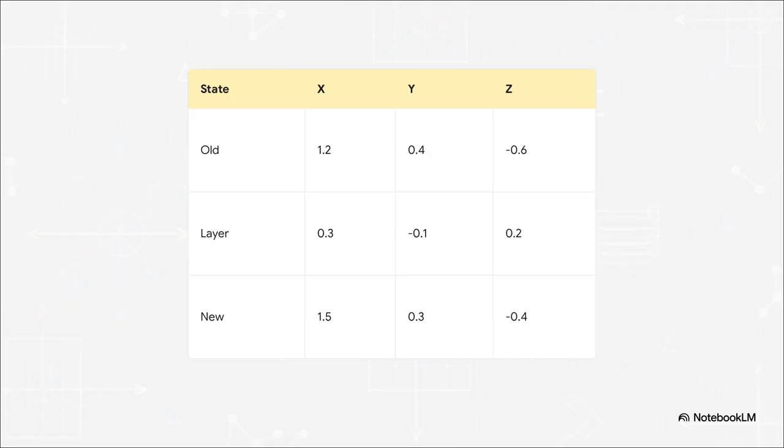As data flows through the neural network, it uses what's called a residual connection. This literally takes the new layer output and adds it directly back to the old hidden state to preserve information. Let's do the math on this one. The old hidden state is 1.2, 0.4, negative 0.6. The new layer output is 0.3, negative 0.1, 0.2. Add them together. 1.2 plus 0.3 is 1.5. 0.4 plus negative 0.1 is 0.3. Negative 0.6 plus 0.2 is negative 0.4. The network just keeps layering addition on top of addition, billions of times over to generate a response.